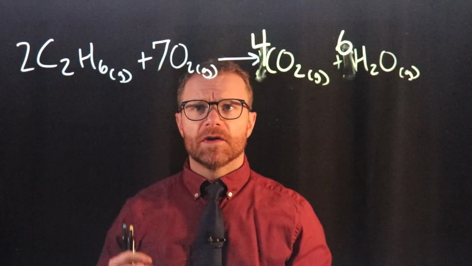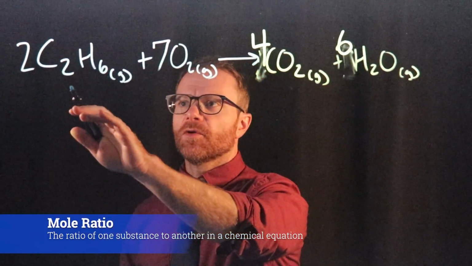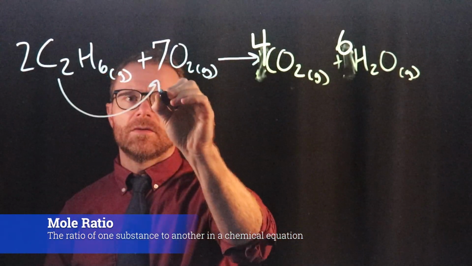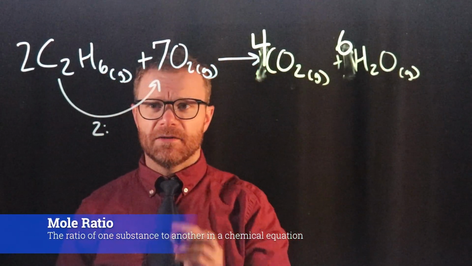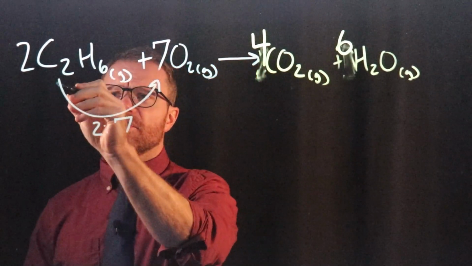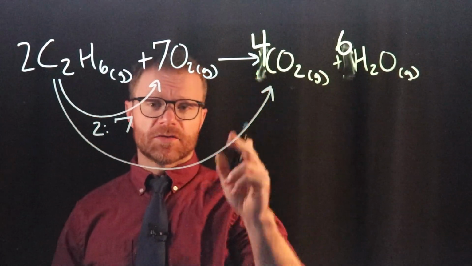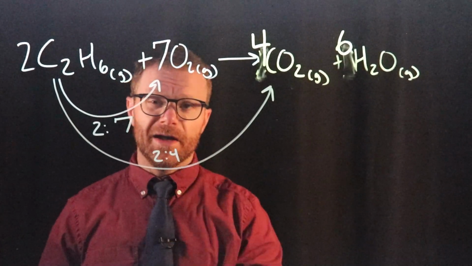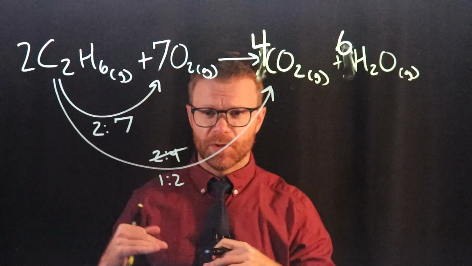Okay. So let's look at our mole ratios. Let's look at the mole ratio of our ethane to oxygen. For every 2 ethanes, how many oxygens do we need to burn with it? We need 7. Let's look at the mole ratio of ethane to carbon dioxide. For every 2 ethanes, there's 4 CO2s. But that looks like something that can be simplified. We would call that 1 to 2, because both of those are divisible by 2.